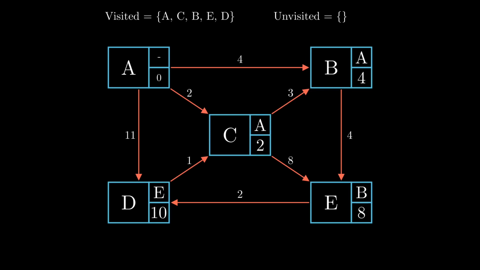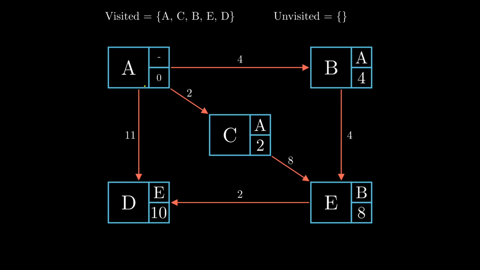Now we've visited every node, we have to go back through the nodes and remove any edges not from the previous node. A has no edges to it, so there's nothing to remove. For B, the previous is A, so remove the edge from C. For C, we get rid of the edge from D because we only need the one from A.